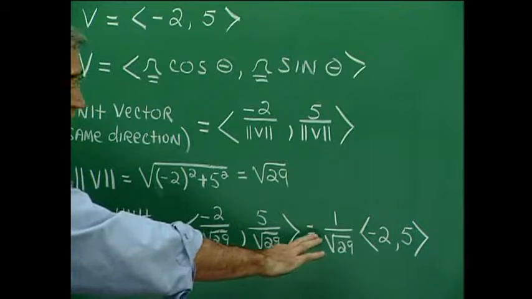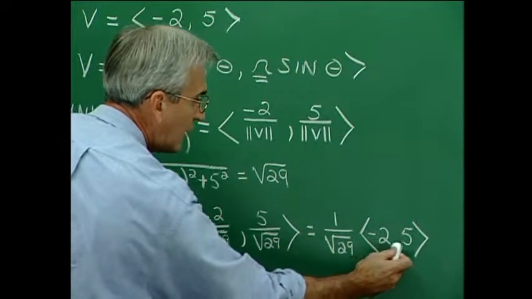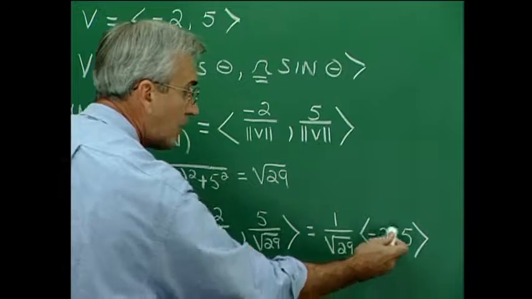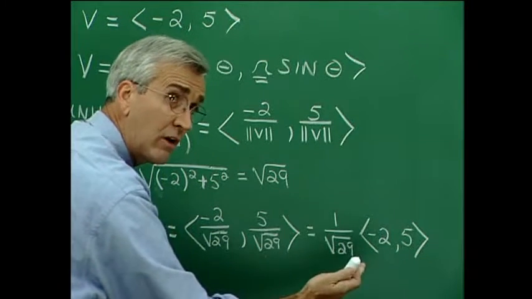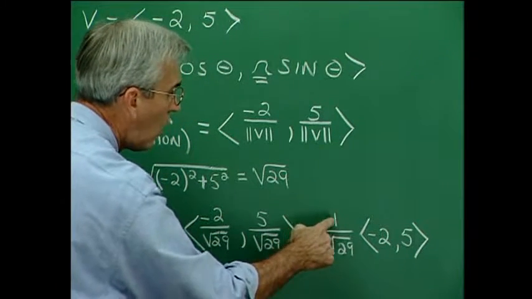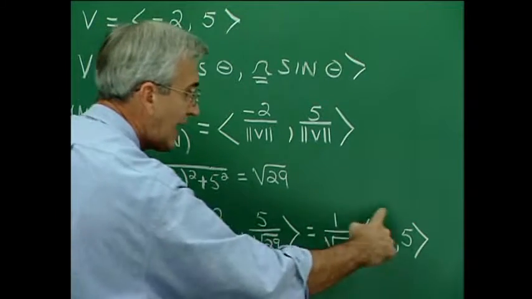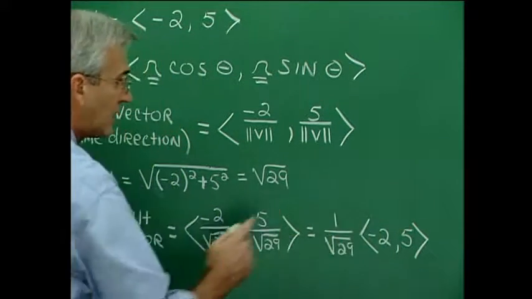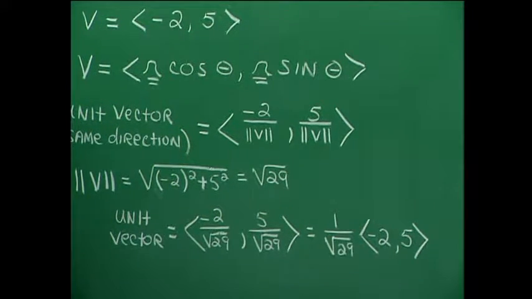And this is an interesting form because notice that the negative 2, 5 is just the component form of v that we just first started with. So this is just 1 over the magnitude associated with this vector in component form. Okay, so that's the idea.